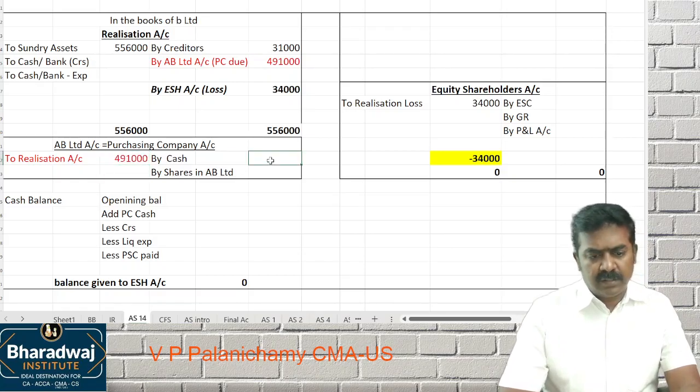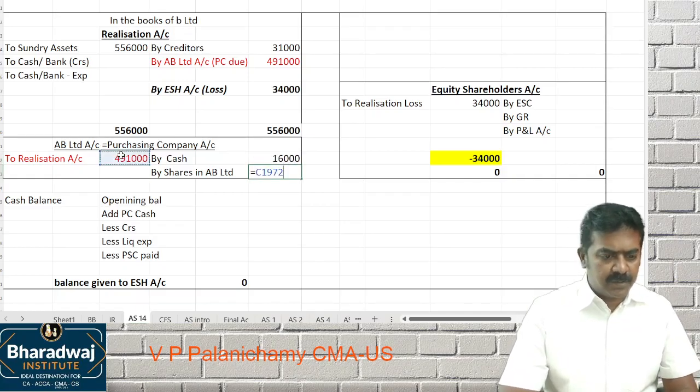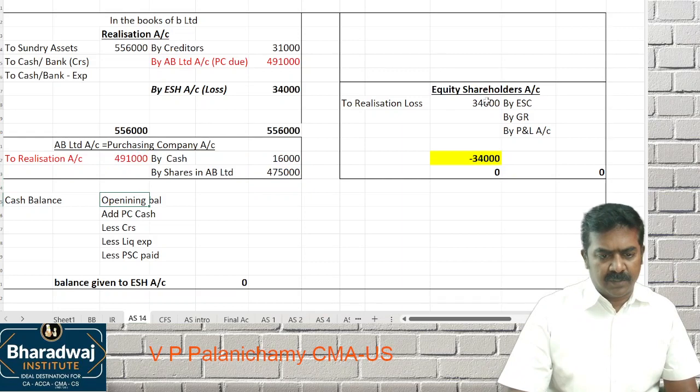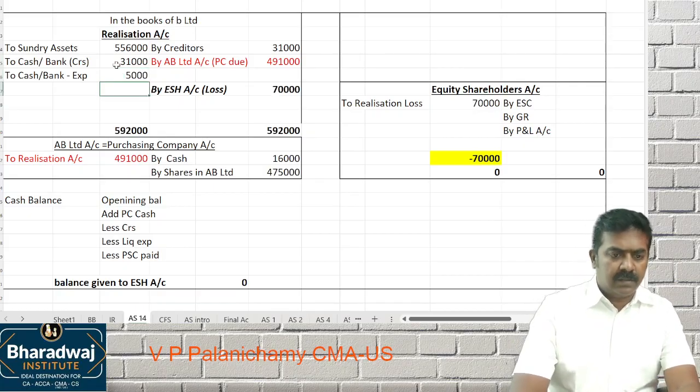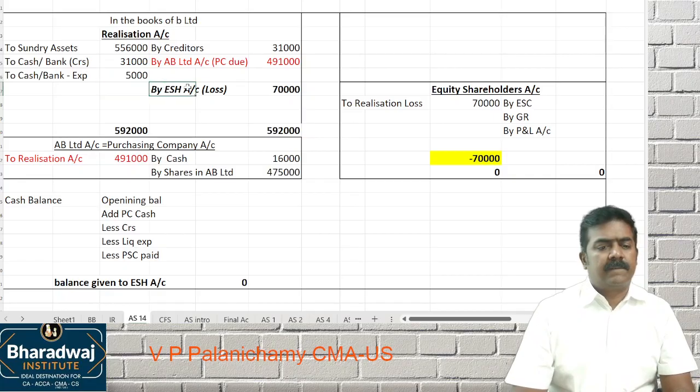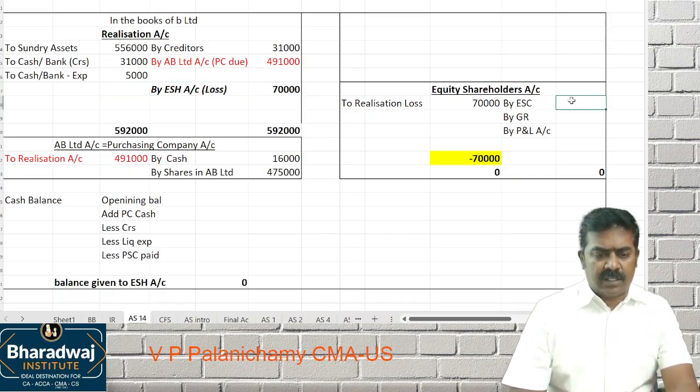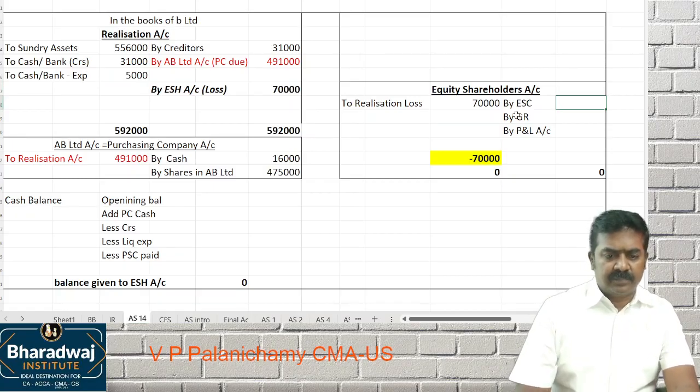Then, how much is cash? 16,000 cash out. Balance in shares, 75,000. Creditors have to be paid. Liquidation expenses have to be paid. How much is the liquidation expense? Then transfer equity share capital. Of course, if we tally this, realization loss will come.